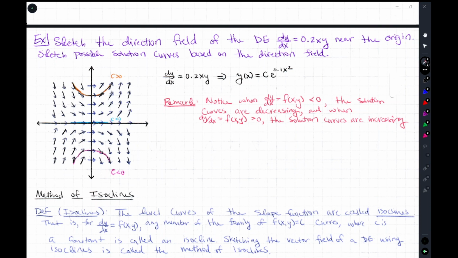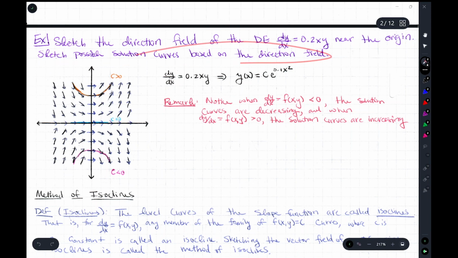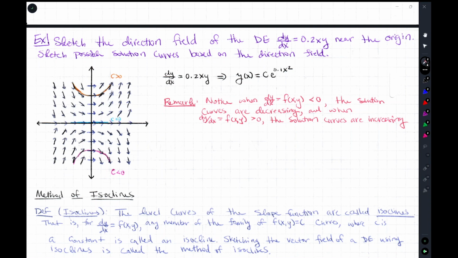So let's go ahead and actually do that. Sketch the direction field of the differential equation that you see here near the origin. Sketch possible solution curves based on the direction field. Okay? So how do we do that? Well, we just go point by point.